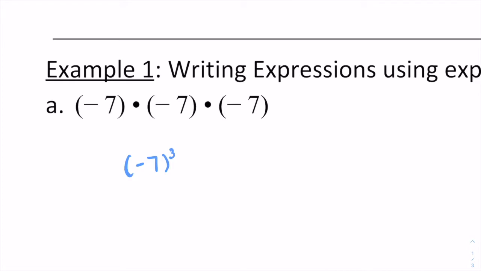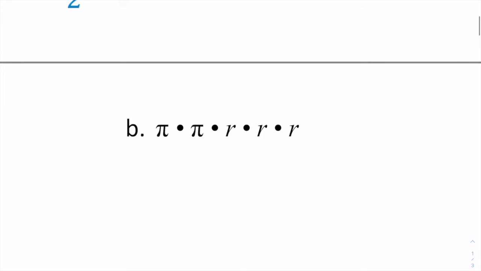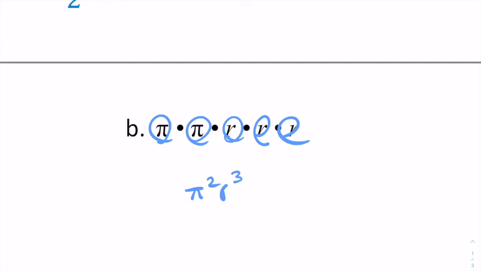A couple things you have to realize. Negative 7 to the third versus negative 7 in parentheses to the third is very different. If it's given to you in parentheses, you need to give it back in parentheses as well. This one's a little different too. If I have a pi and an r, how many pi's do I see? I see 2, so it's pi squared. And how many r's do I see? I see 3. So pi squared r cubed is going to be my expression.